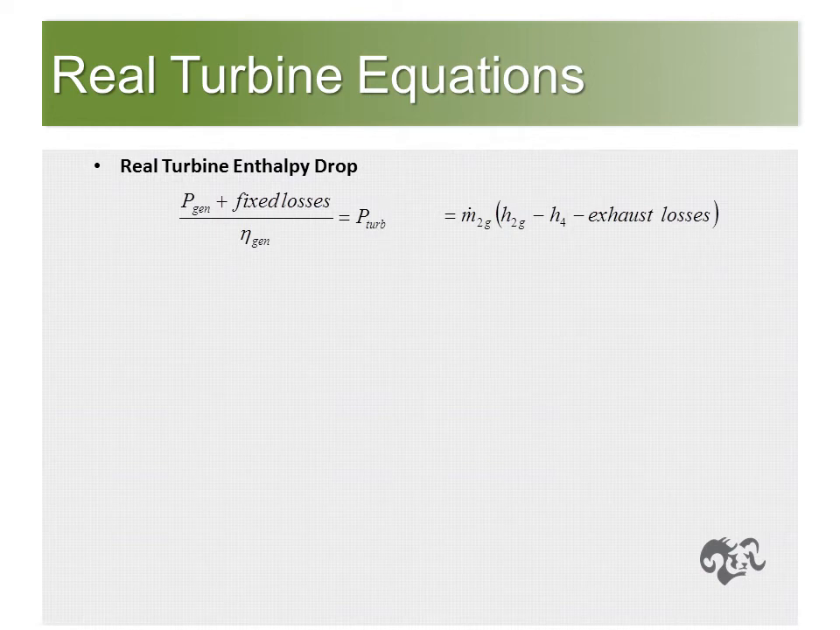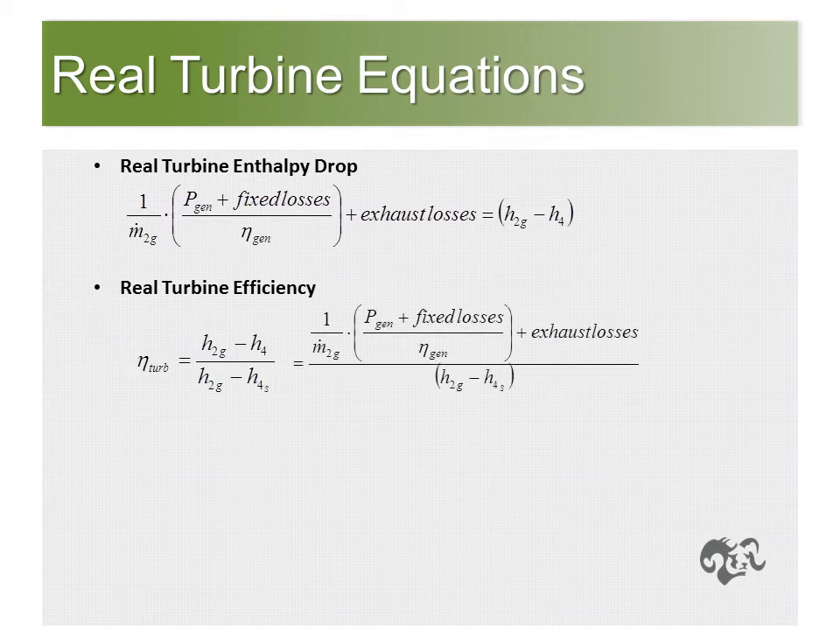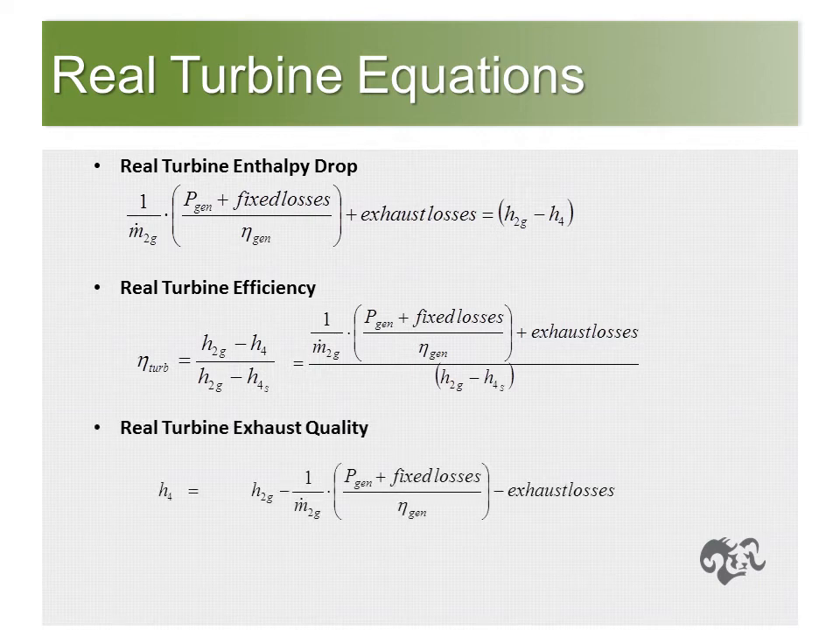Equating the electrical and thermodynamic calculations for the turbine power output gives this. Equating the two and solving for the real enthalpy drop through the turbine gives this. The real turbine efficiency is just the real enthalpy drop divided by the isentropic drop. Solving for the actual exhaust enthalpy gives this.